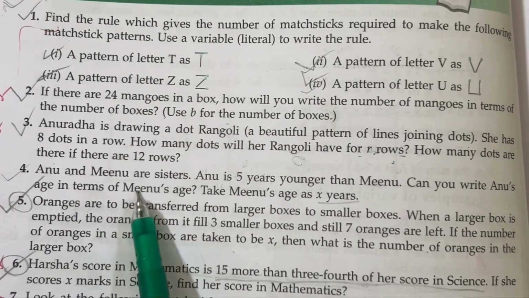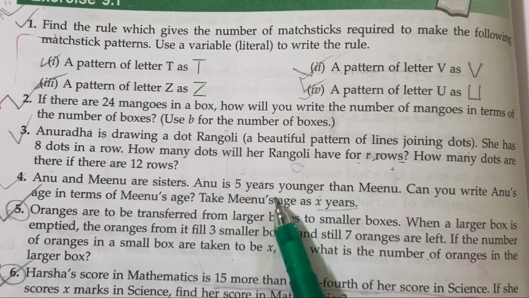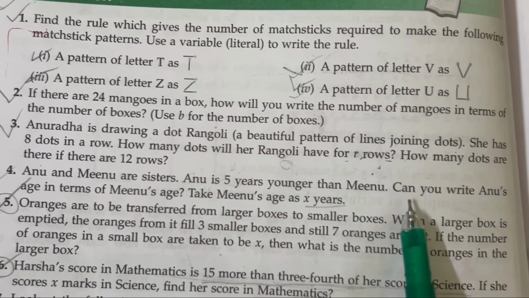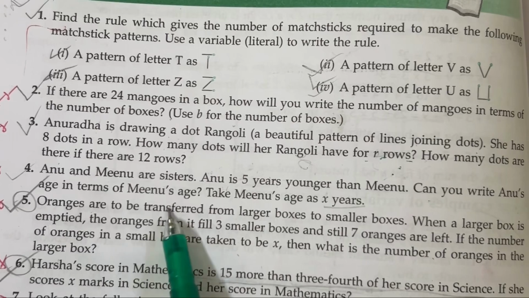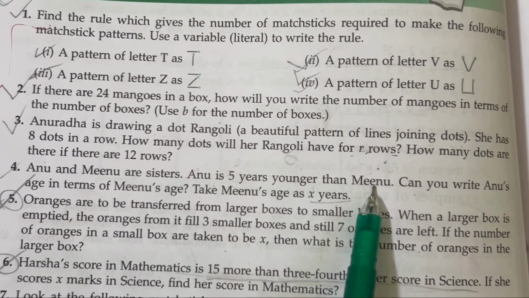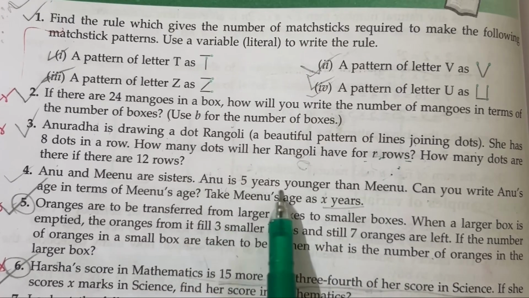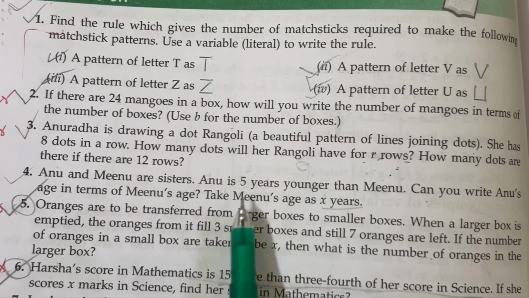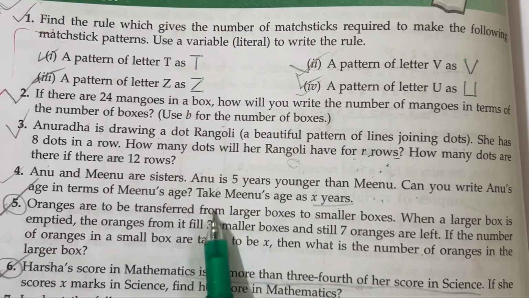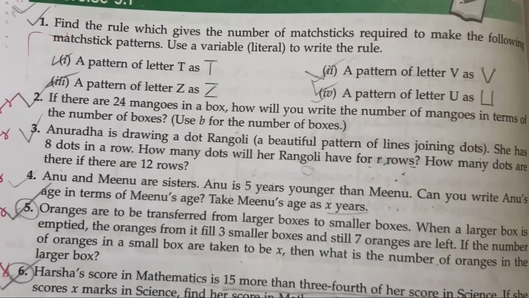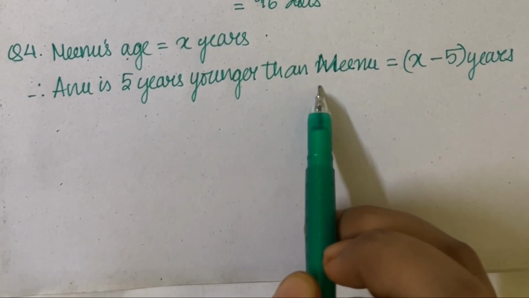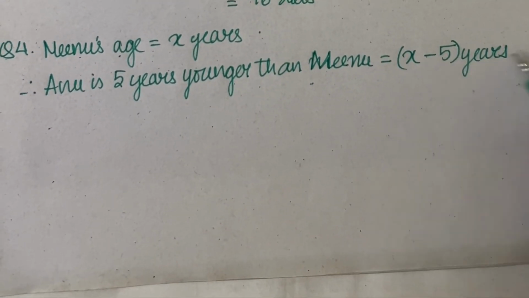Fourth sum: Anu and Minu are sisters. Anu is 5 years younger than Minu. Then Minu is the elder sister. Can you write Anu's age in terms of Minu's age? Take Minu's age as x years. So if Minu is x and Anu is 5 years younger, that means she is smaller than Minu by 5 years. So it will be x minus 5. Minu's age is x years and Anu is 5 years younger than Minu, that is x minus 5 years.